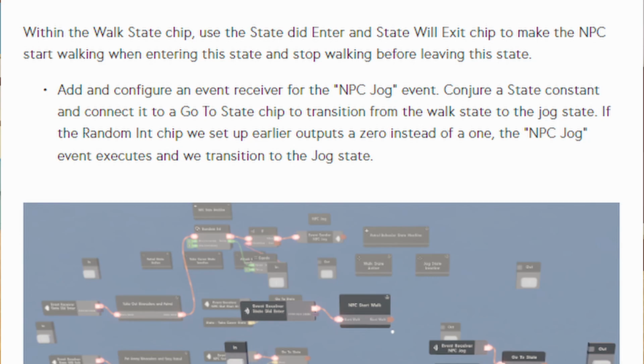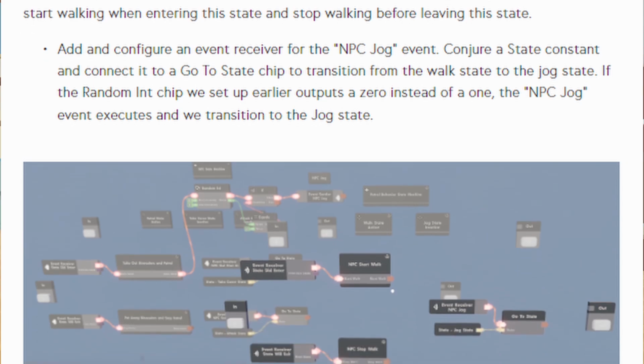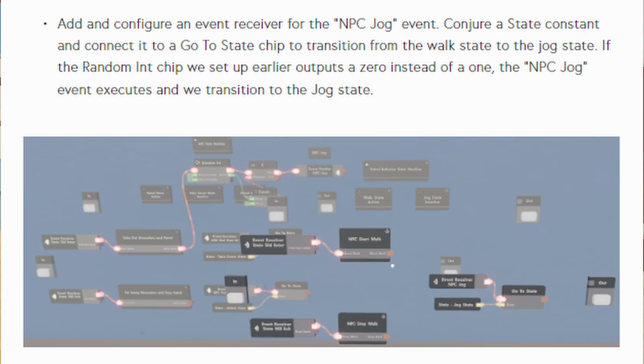Now within the walk state chip, you can use the state did enter and state will exit chips to make the NPC start walking when entering this state, and stop walking before leaving this state. In addition, add and configure an event receiver for the NPC jog event, configure a state constant, and connect it to the go to state chip to transition from the walk state to the jog state. If the random int chip we set up earlier outputs a 0 instead of a 1, the NPC jog event executes and we transition to the jog state.